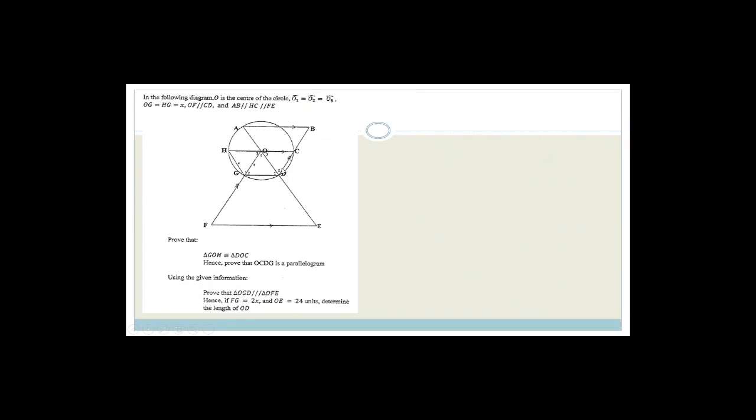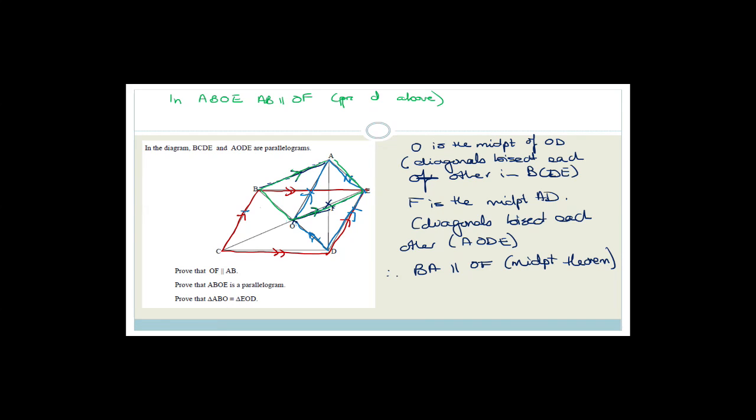I'm having problems with my digital pad. Proved above. We also know that OB is parallel to AE, and the reason is it's actually given. Therefore, we know that this is a parallelogram because both pairs of opposite sides are parallel.